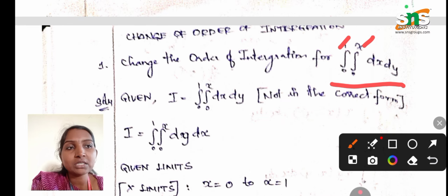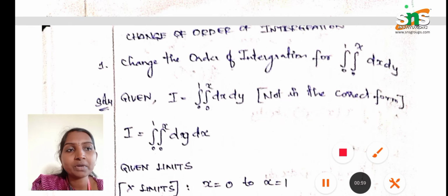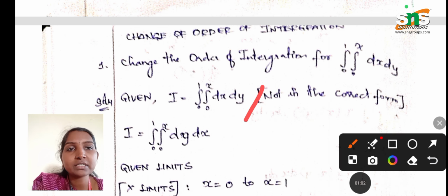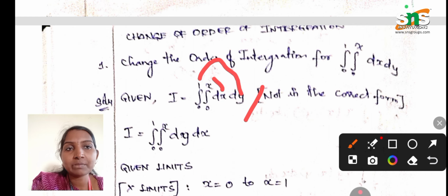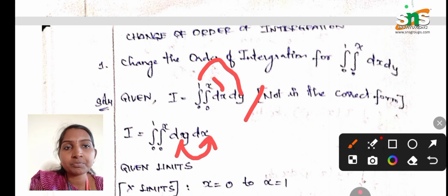For that checking, we are rewriting the given problem as let I is equal to integral 0 to 1 integral 0 to x dx dy, which we notice is not in the correct form, since the inner limit is corresponding to the inner variable of integration, which is dx, which cannot coincide with the outer integral's outer limit, and therefore we will change the order of integration here. We will change this as dy dx. So this will be the correct form of integration.